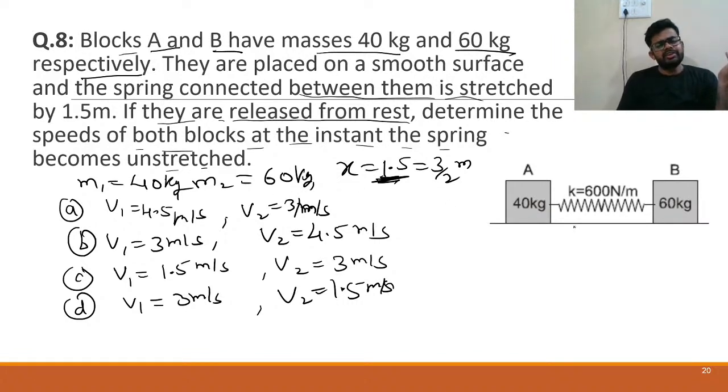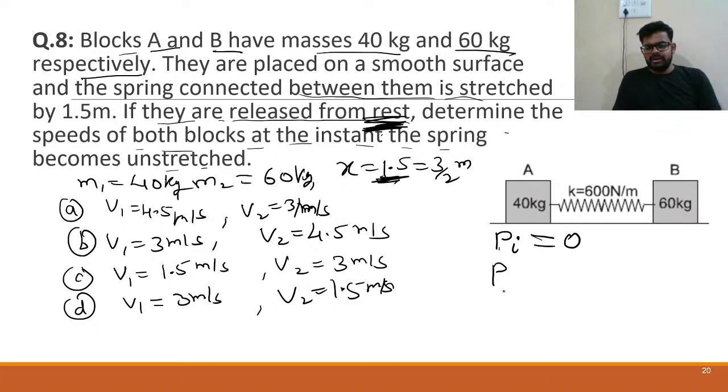Whenever a spring is given and it is compressed or relaxed, we use the energy conservation principle. Spring force is always a conservative force, and whenever conservative forces are present, we can apply the law of conservation of energy, because there is no energy loss. Next, no external force is present. It is placed on a smooth surface and the system was initially at rest, so initial momentum is 0.